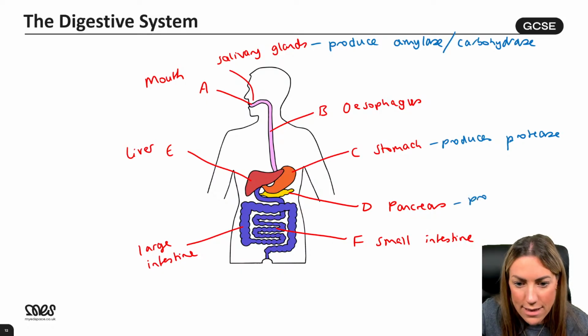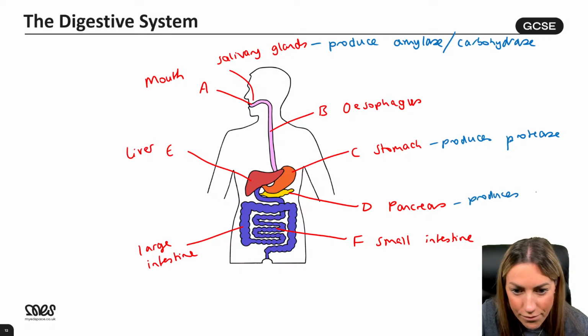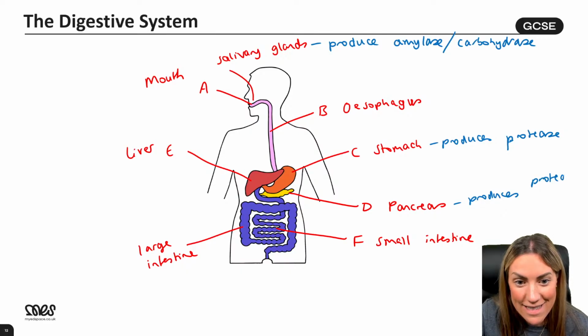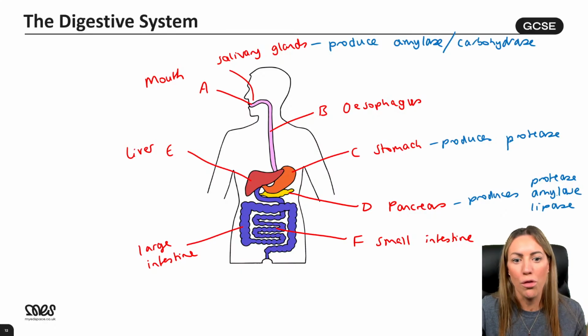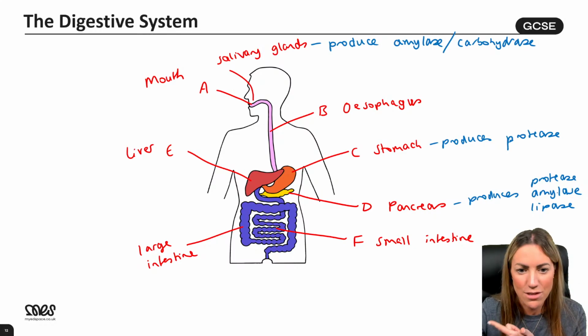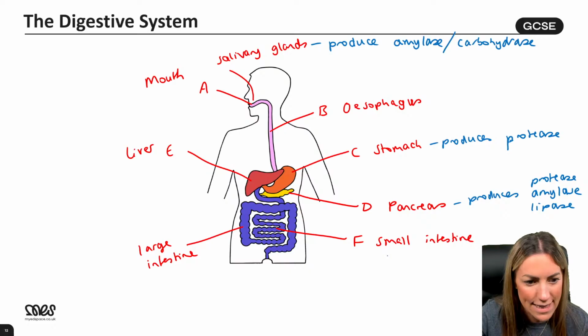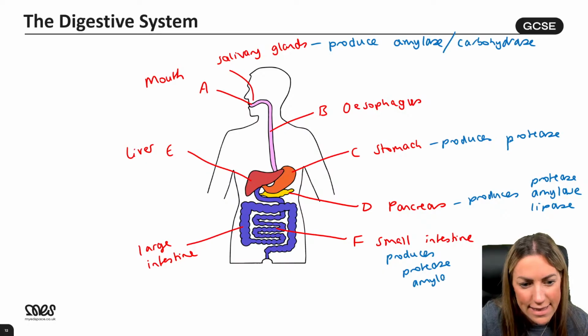Right, pancreas produces all protease, amylase, lipase. I just remember it's all three. The pancreas is just all three. The one that breaks down protein, the one that breaks down starch, the one that breaks down lipids. All three. Small intestine, again, all three. So it should be relatively easy to remember.